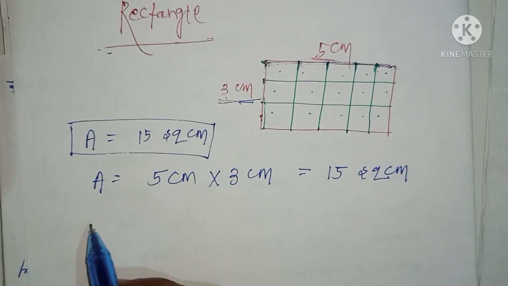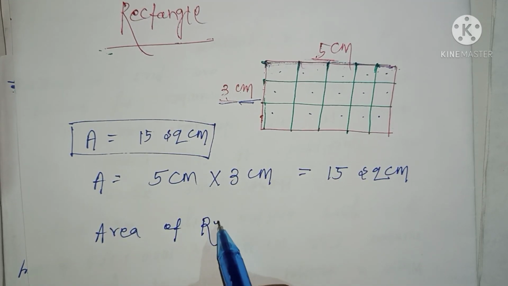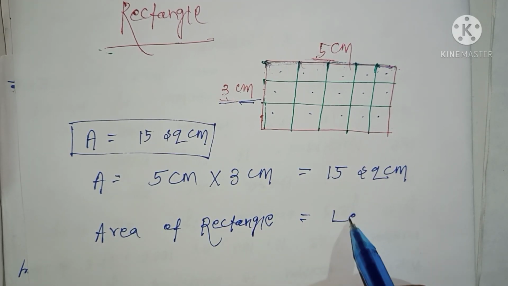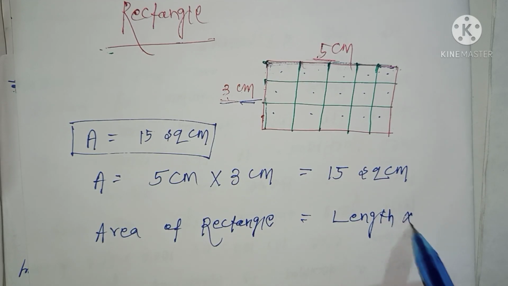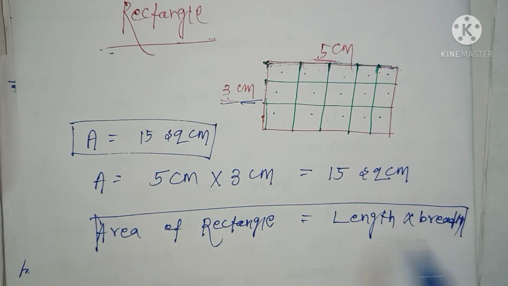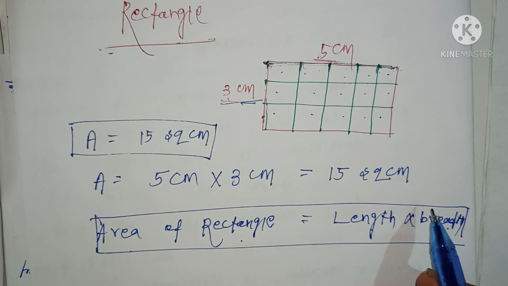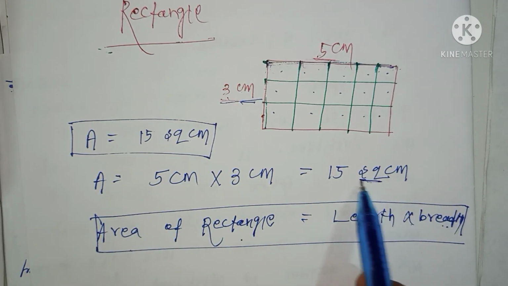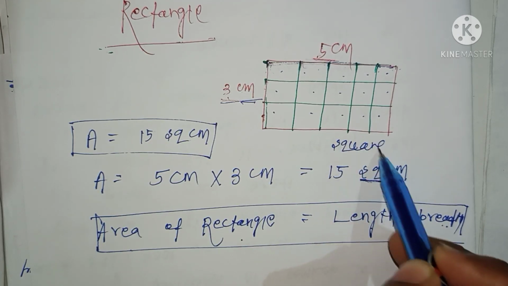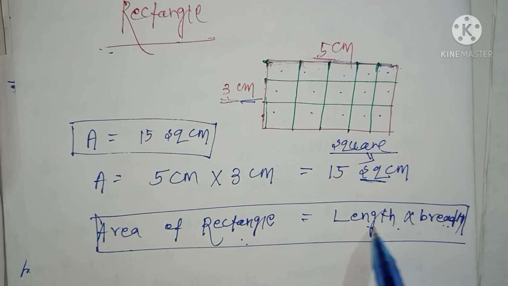So just remember that the area of a rectangle, we can say easily, is length multiplied by breadth. Is it clear? You will remember this one, very important. So area of the rectangle is length into breadth. Then you will get the answer. Whenever you write the answer, you will write square. Square, SQUARE. Square also in short form, SQ, you can write. Okay. So area of the rectangle is length into breadth.